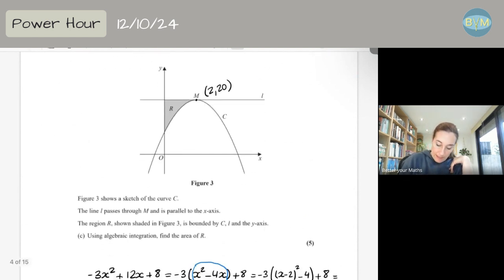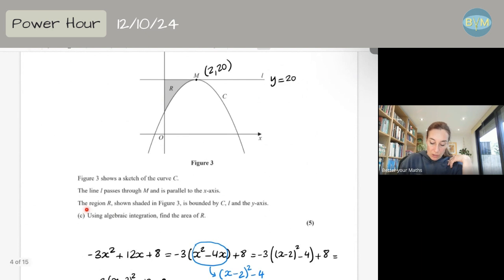Then we have a sketch. The line L passes through M and is parallel to the x-axis, this line. What is the equation of this line, just in case we need it? y equals 20, yeah? The region R shaded here is bounded by C, L, and the y-axis. Using algebraic integration, find the area of R.